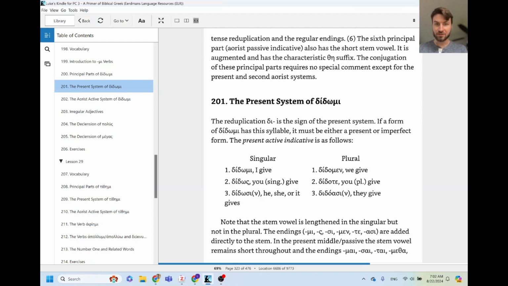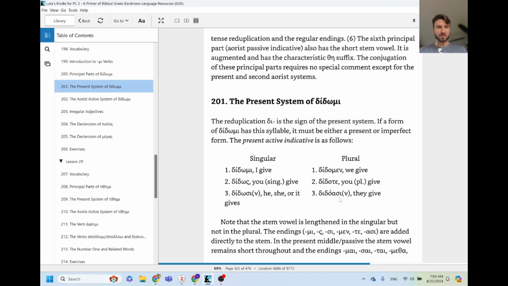Then s, you still have the sigma, although you don't have the epsilon. The third singular is very different from the third singular that you're used to. Then omen, ete, those are the same. And then for ousin, we have asin rather than ousin. That's a little different, but it's still recognizable. But those three, mi, si, and asi, are the three differences that you will have to note.